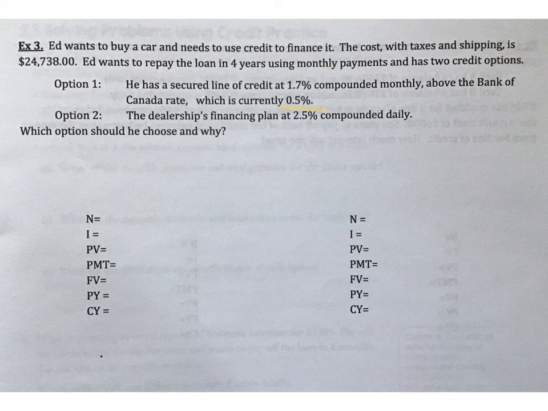Okay, so looking at this, he's repaying with monthly payments. So our PY is going to be 12. We don't know what that payment is, so that's going to be what we're solving for here. Sometimes it's kind of hard to figure out what you're solving for, so it may be best just to put in all your numbers first and see what category you're missing a number for. So there's the cost of his loan. We want to pay down that loan to 0. He's borrowing that amount, so it's positive.